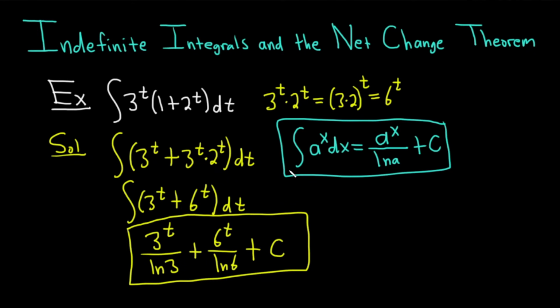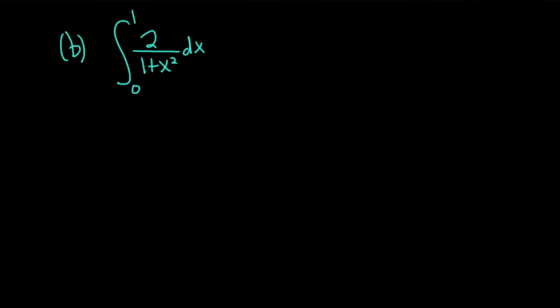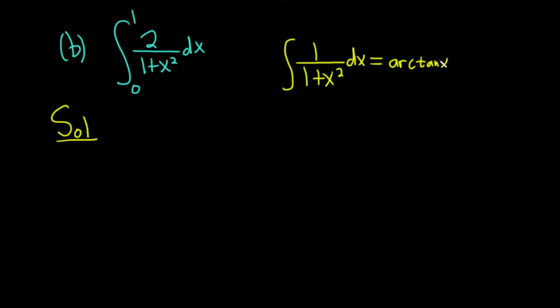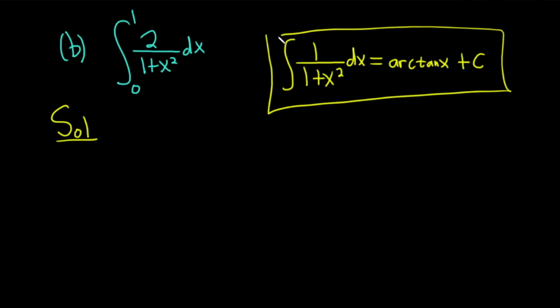Let's do another example. Part B, we have a definite integral from 0 to 1 of 2 over 1 plus x squared. Let's go ahead and work through this solution. So this problem also requires a very important formula, but one that comes up much more. If you have the integral of 1 over 1 plus x squared with respect to x, this is equal to the arctangent of x plus a constant of integration. Super important formula, totally worth memorizing.